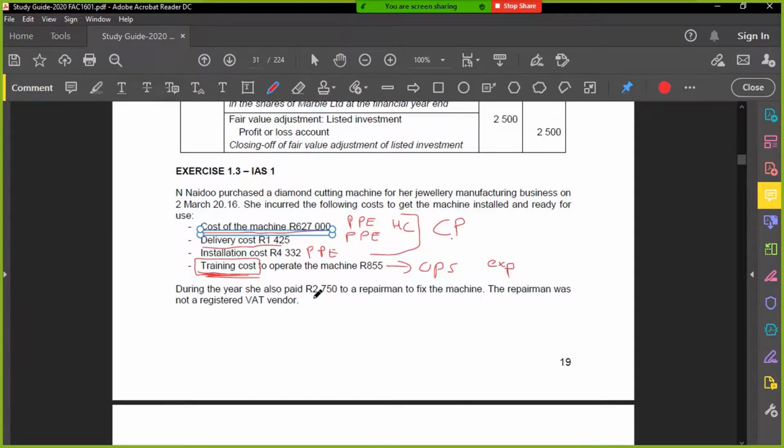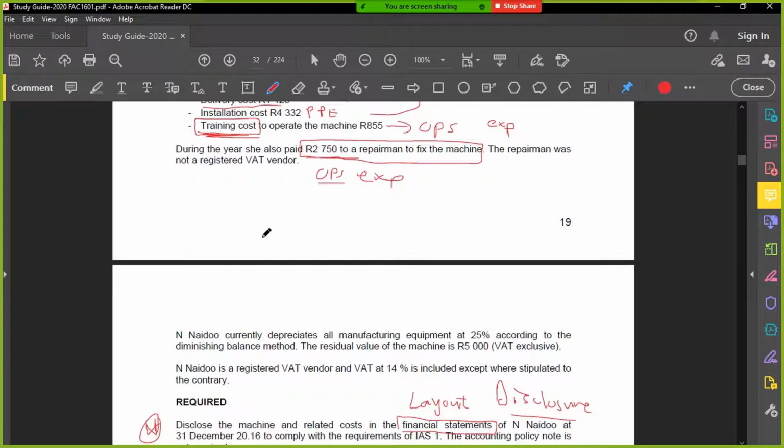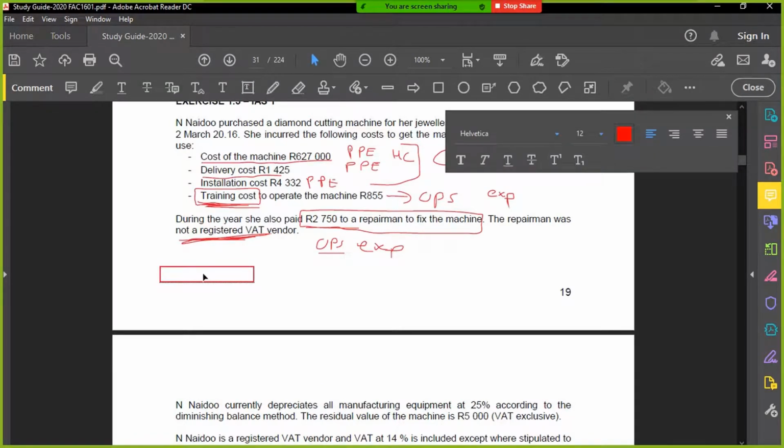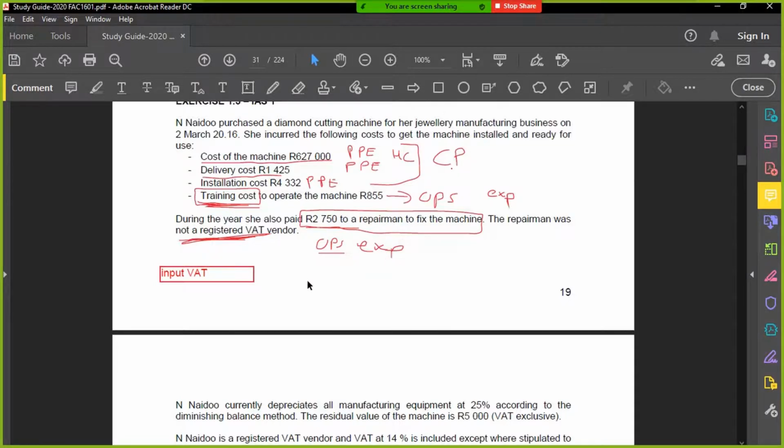During the year, they also paid the repairman. What is that going to be seen as? Operational expense. Good. Normal operational expense. Agree? Yes. Okay, good. If they were registered for VAT, just as an additional consideration, what VAT would you have on this? Input VAT, very good, because you're paying for those services. It's not in this question, but I'm just giving you things to consider. It might be in a different question.